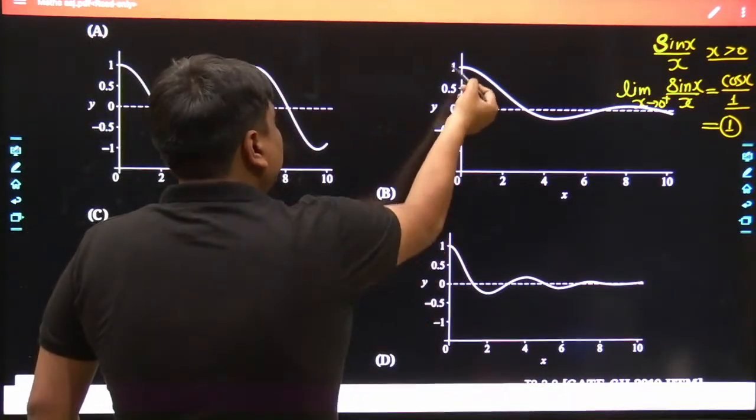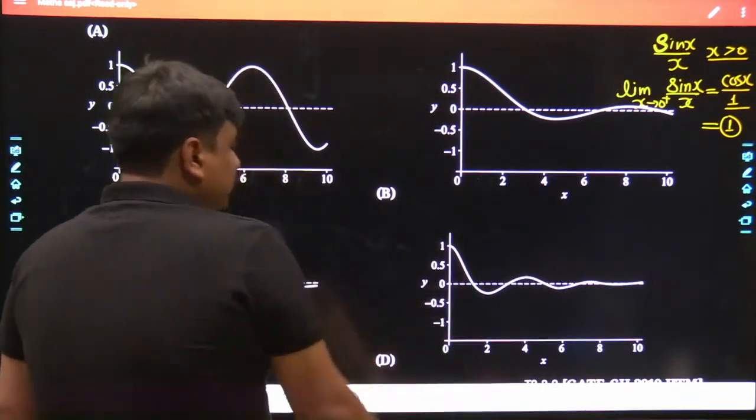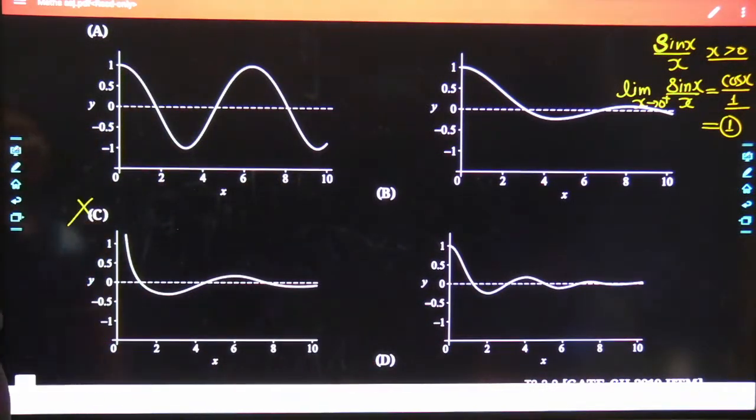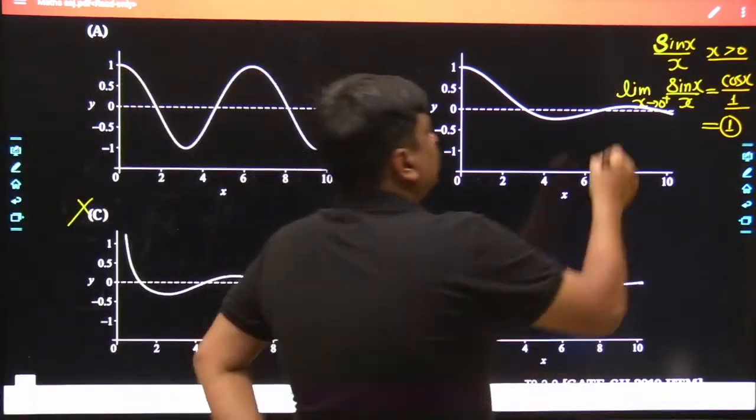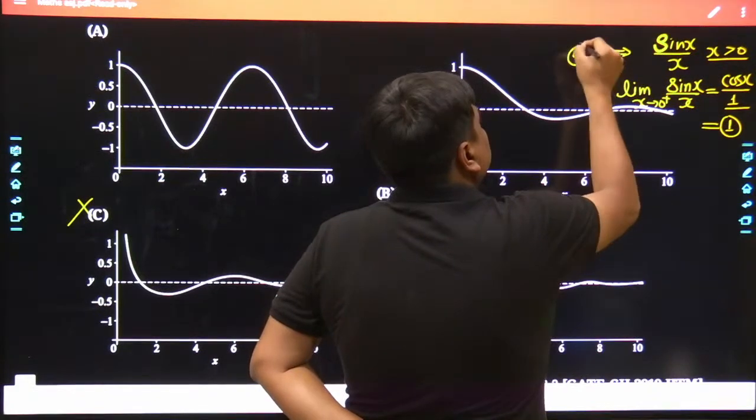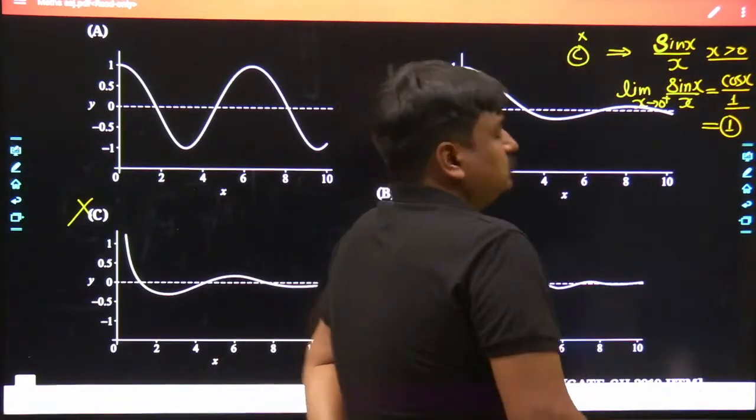Obviously, B is starting from 1, D is starting from 1, C was rising towards infinity, so C has to be ruled out. From at least this conclusion, C has been ruled out. That is quite sure.